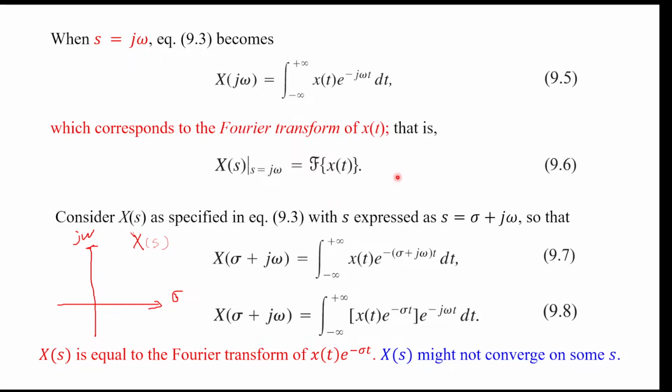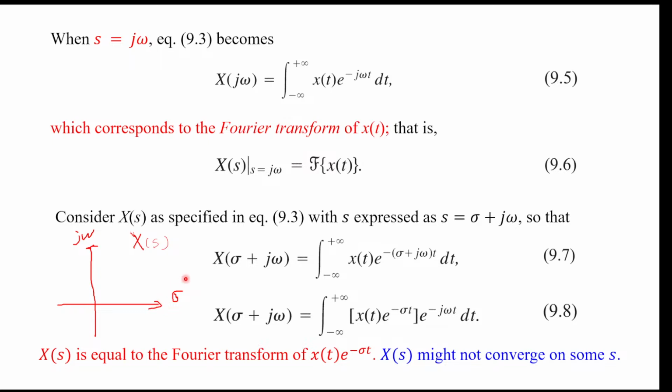Now we write s as sigma plus j omega and see how big X behaves. We think of big X of s as a function on the complex plane, where the x-axis is sigma and the y-axis is j omega.